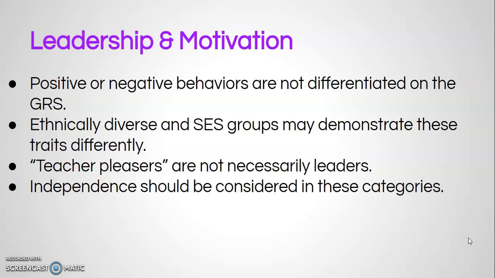Just some notes about leadership and motivation. Positive or negative behaviors are not differentiated on the GRS. Ethnically diverse and SES groups may demonstrate these traits differently. Teacher pleasers are not necessarily leaders, and independence should be considered in these categories.